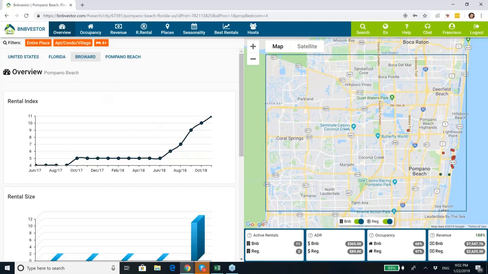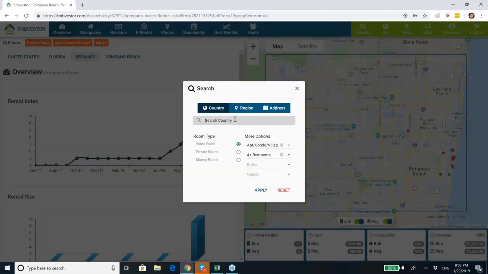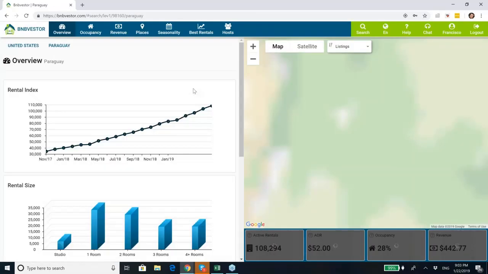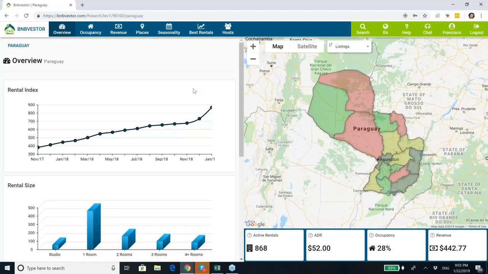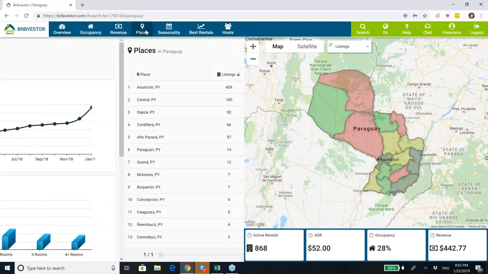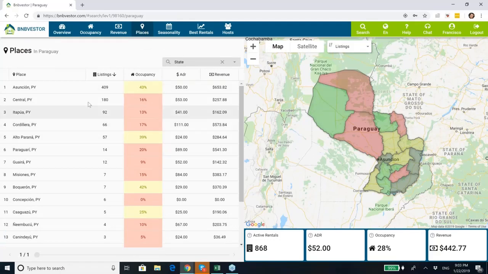Okay. Marcelo asks, does the system help you determine the best rental? Yes. Can you make an example with the rentals in Paraguay? How profitable is it? It is still a small market. Okay, I've been checking Paraguay a little bit, so let's go there. I like to check different countries. Paraguay looks more like a city in the United States. You have 868 active rentals at the moment, and the occupancy rate is 28%. Among the places available, Asunción has 409 listings, as you can see here.